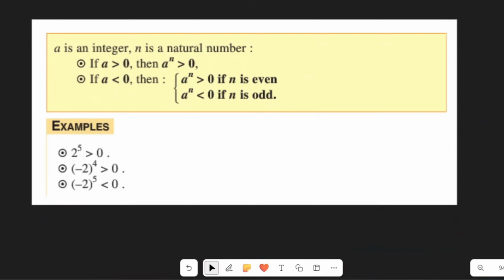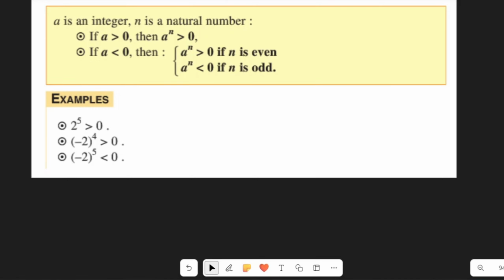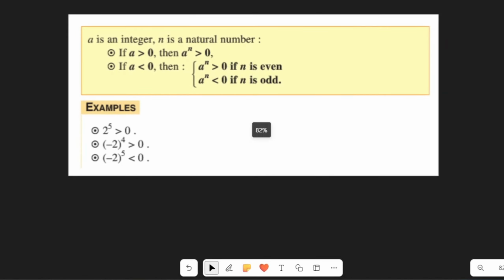This is the rule. Let's say we have a, which is the base, and n, the exponent. a is an integer, n is a natural number. If a is greater than 0, then a to the power of n is greater than 0. And if a is less than 0, then a to the power of n is greater than 0 if n is even, and a to the power of n is less than 0 if n is odd. This might sound a bit confusing, but it's easy to understand once you see it with numbers.